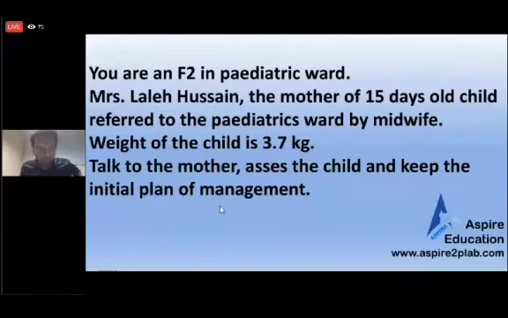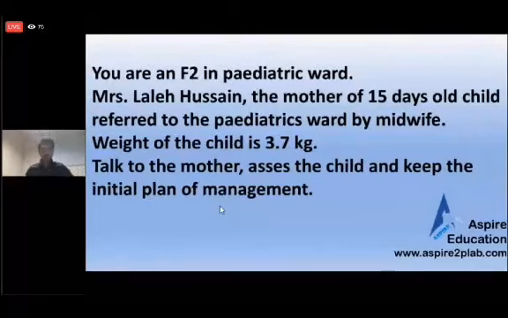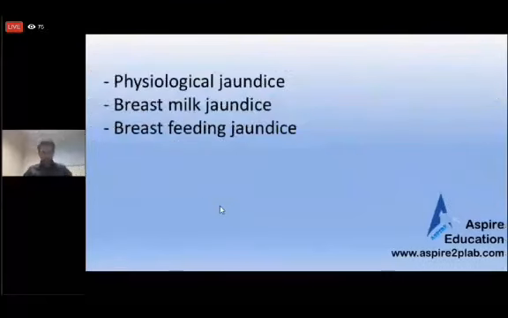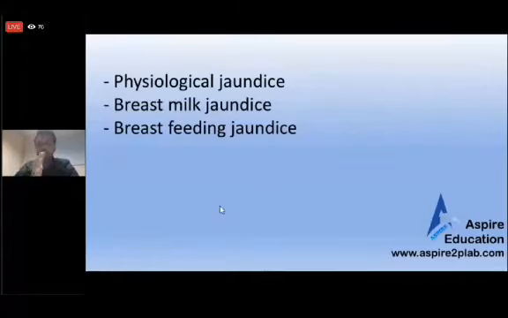Alright, so physiological jaundice, breast milk jaundice, and breastfeeding jaundice. What is physiological jaundice? As I just told you, the child will be unable to eliminate the bilirubin produced because of the RBC turnover in the initial stages of life. This is usually seen around 2 to 3 days of life and will usually settle in the first week of life.